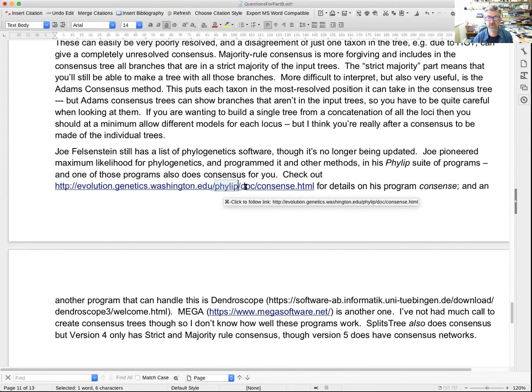They're still very efficient. Doc is for the documents, and consent.html gives you some details on the program also called Consense, and that makes consensus trees based on input trees. It's not the prettiest of interfaces, but it does work very well. And there are some other methods which look prettier, and I think they essentially do the same thing.